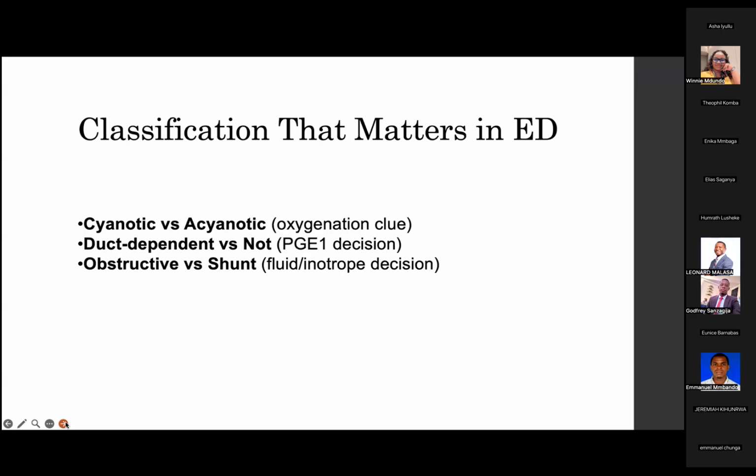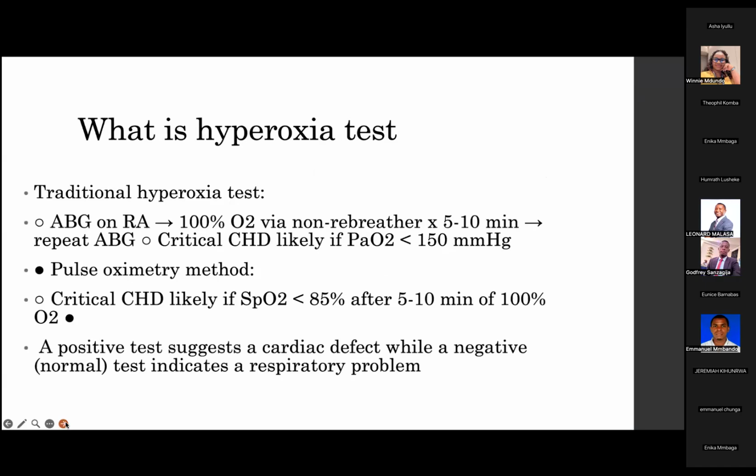So this is just a reminder of the classification and why we talked about it: because it gives you a clue. Is it cyanotic or not? Ductal dependent or not gives you a clue whether I should give prostaglandin E1 to this patient. And obstructive versus shunt is where you're thinking, should I give fluids? Should I give inotropes? Should I give Lasix if the patient is overloaded? That's how you'd go about it.